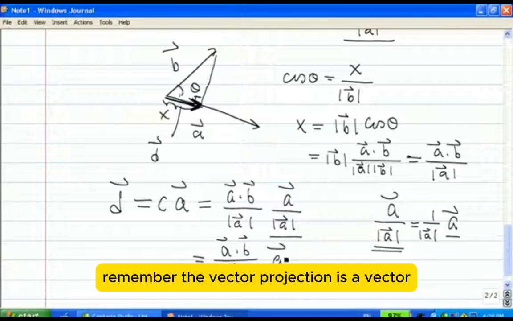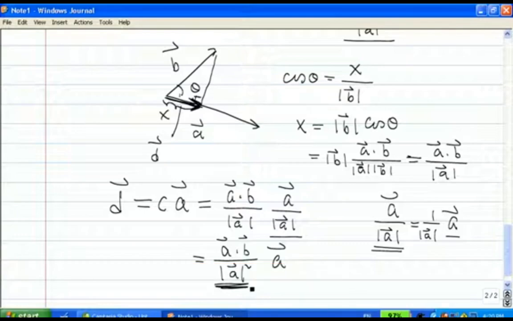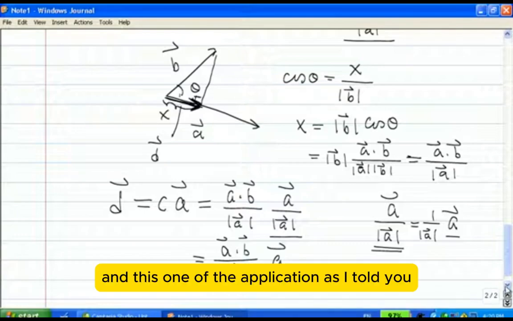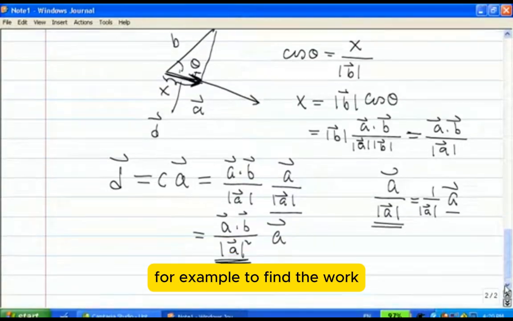Remember, the vector projection is a vector. This thing is a scalar. And this one has the application, as I told you, for example, to find the work.